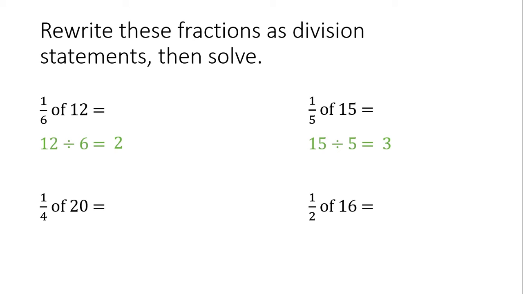1/4 of 20 in the bottom left. First, we convert it to a division problem. The denominator is 4, so it's 20 divided by 4. What is 20 divided by 4? Well, we know that 4 times 5 is 20, so 20 divided by 4 is 5, which means that 1/4 of 20 is 5.